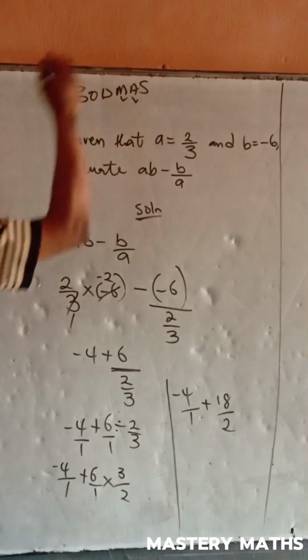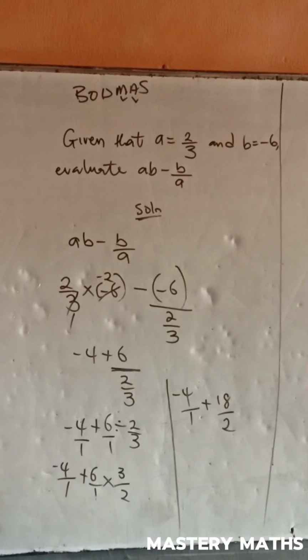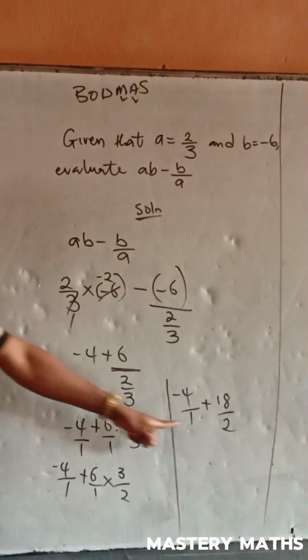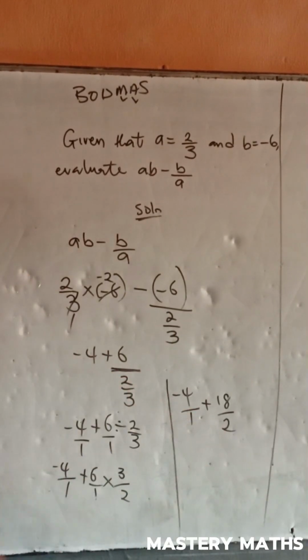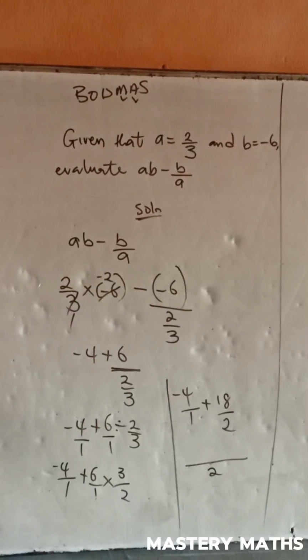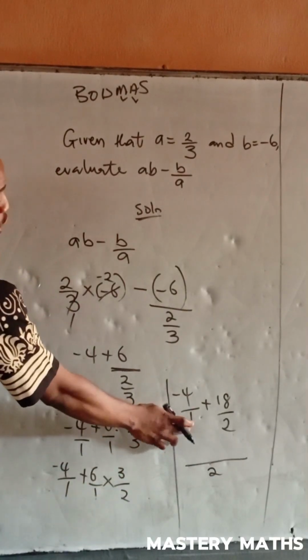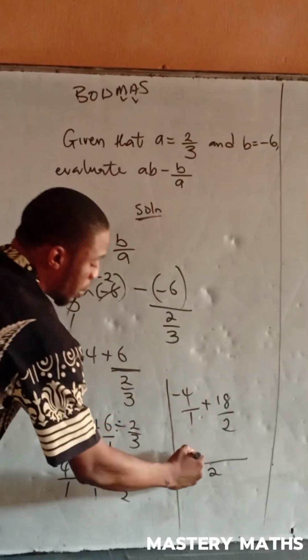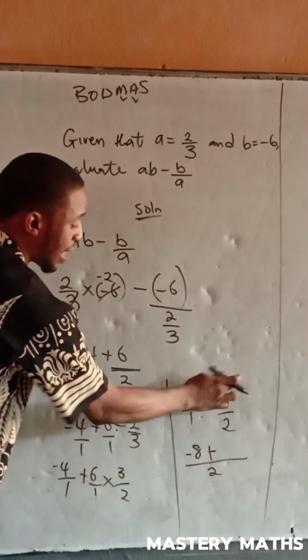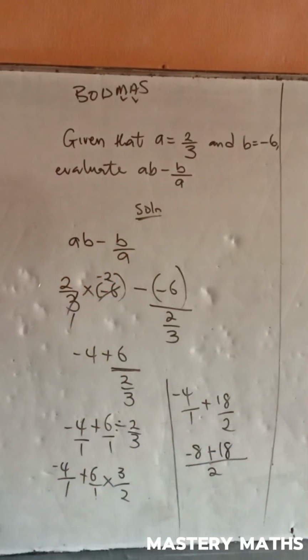Then addition. Now let's add. Now look at the board. But before we do that, we need to look for the LCM of this. The LCM of 1 and 2 is 2. Now we're going to it. We say 2 into 1 is 2. 2 times minus 4 gives us minus 8. Then you have your plus. You bring it down. So 2 into 2 is 1. 1 times 18 is 18.